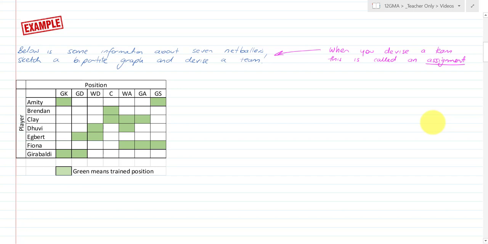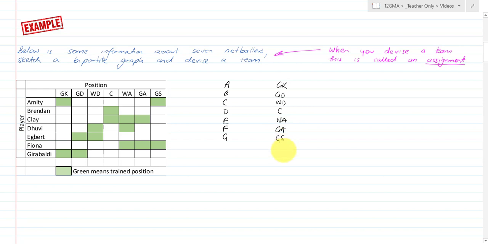It's about 7 netballers and then creating a team. So this is my loose understanding of netball, but I do know that these positions exist, and I do know that people would certainly probably train within groups of positions. So I'm going to start by creating a bipartite graph, and I've done that obvious cheat here where I've got people's names starting with A, B, C, D, E, F and G, and then I've got the positions: goalkeeper, goal defense, wing defense, center, wing attack, goal attack, and goal shoot. I've always liked the symmetry of a netball team.